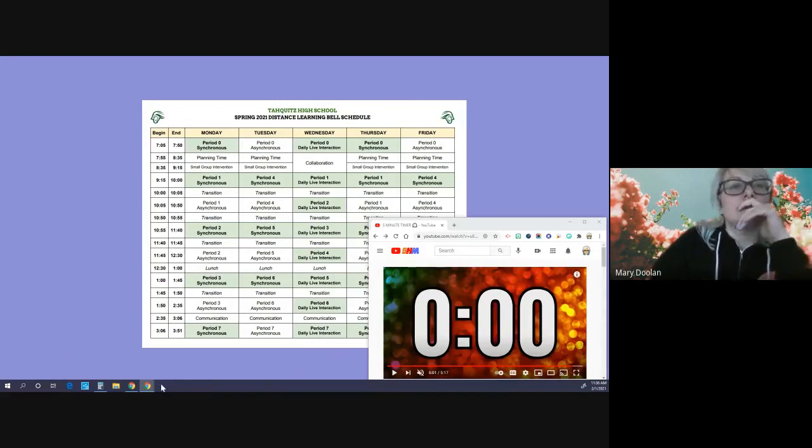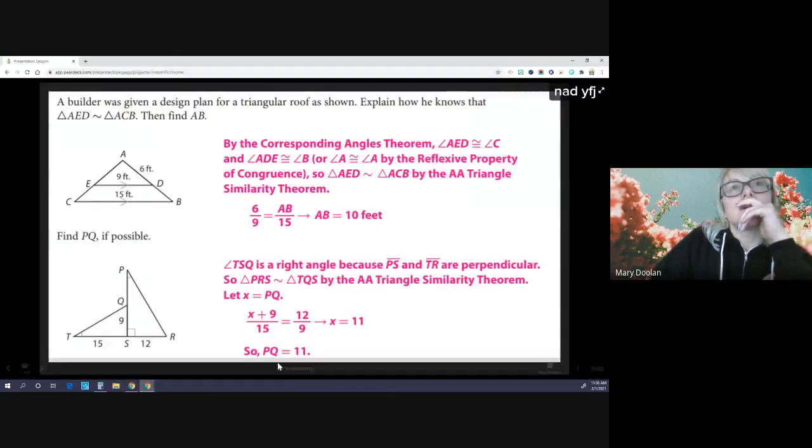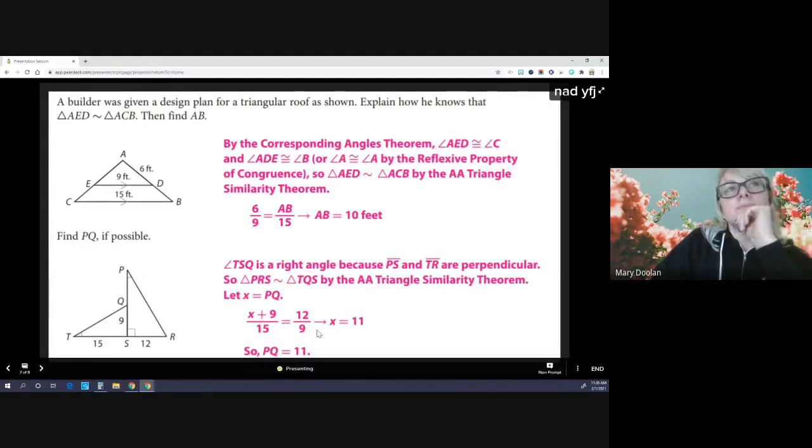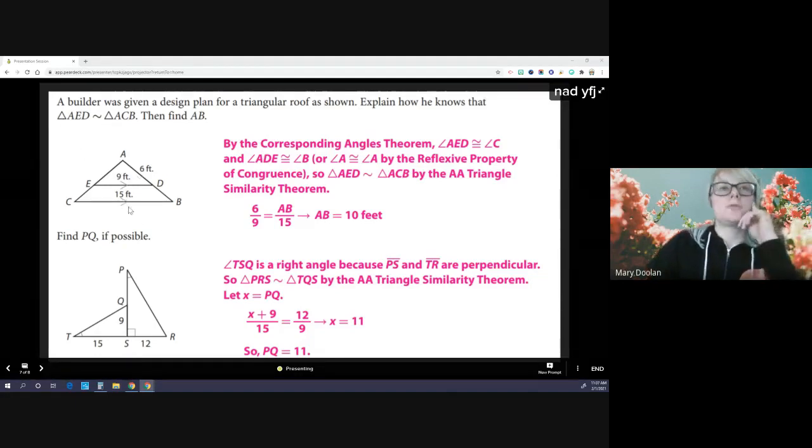This last slide, there are two more slides. You can read through these two examples. They're just more examples of how you can apply the triangle similarity theorem. The first pair of triangles that we're saying are similar. Remember, when you see these arrows like this, it means these are two lines that are parallel. And then we have the corresponding angles theorem, the reflexive property of congruence, and then finally the AA triangle similarity theorem. And then you have the second example down here.